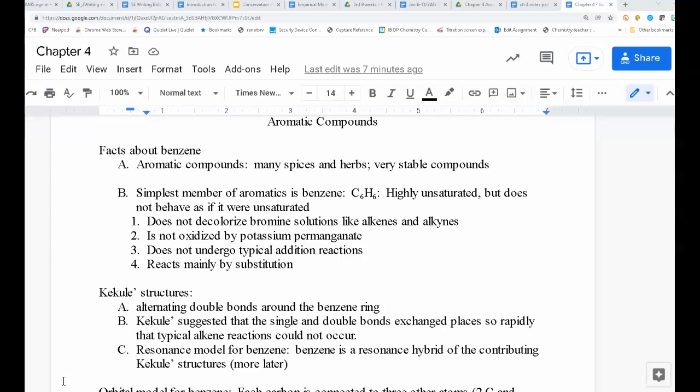We're going to go ahead and get started with our new unit. It's Chapter 4, Aromatic Compounds, also known as arenes. So we're going to be learning about benzene.